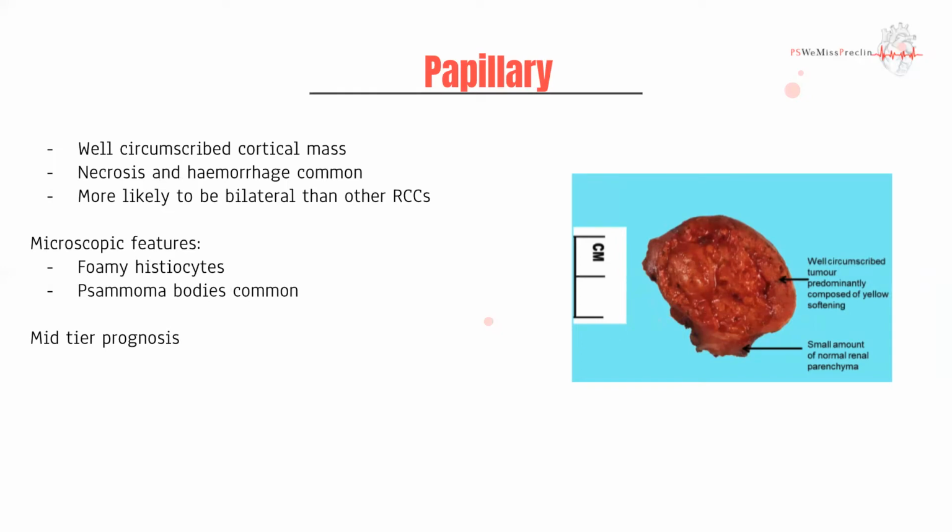As I mentioned, clear cell cancers are typically unilateral, while papillary tend to be bilateral. Some microscopic features that are important to know for exams include foamy histiocytes and psammoma bodies. And it has a middle tier prognosis. So it's not the best, not the worst.